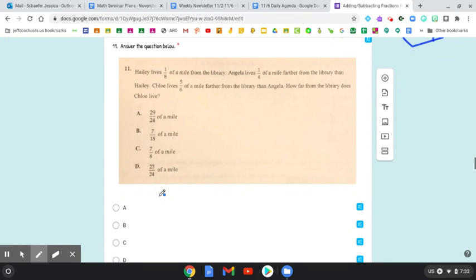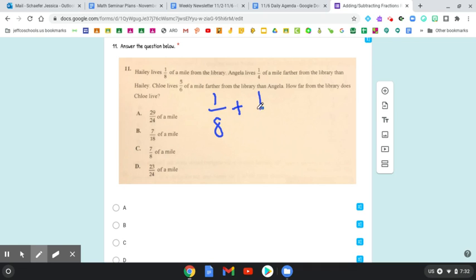Number 11, Haley lives 1/8 of a mile from the library. Angela lives 1/4 of a mile farther from the library than Haley. And Chloe lives 5/6 of a mile farther from the library than Angela. How far from the library does Chloe live? Well, each student is living progressively farther. So it's like taking all of these and adding them together.